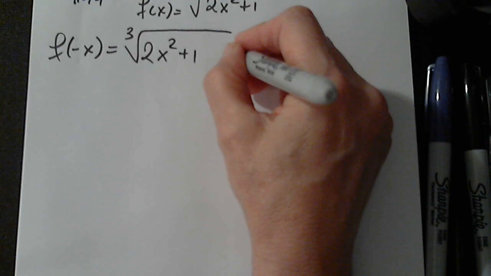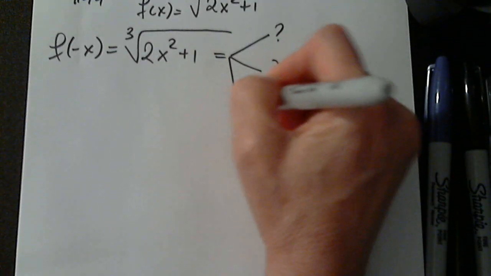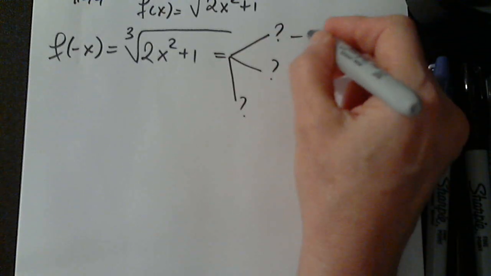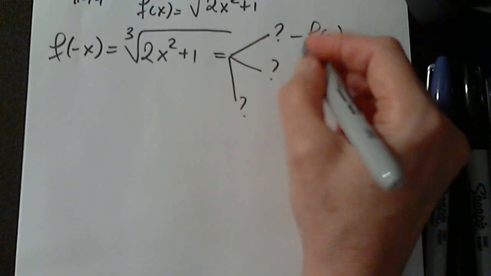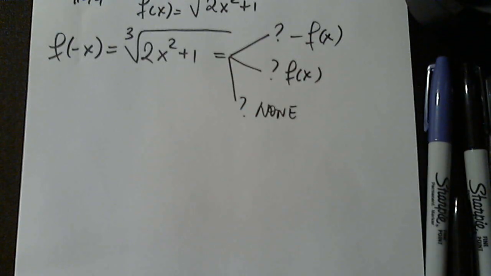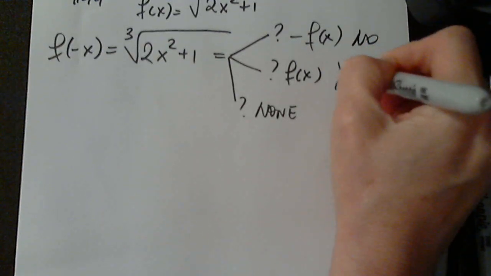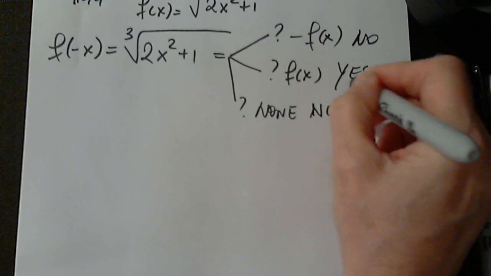So then I have 3 questions. Is this the opposite of f of x? Does this equal f of x, or none of the above? And I can only have yes to one and no to the other 2. Even. Yes. So I will say no, I will say yes, I will say no, and I will say even.